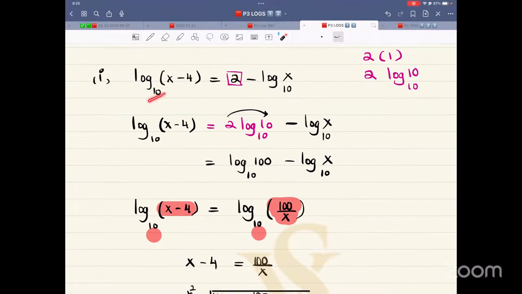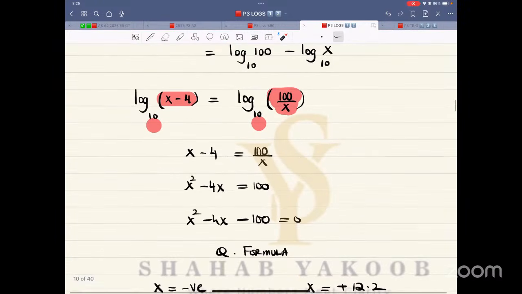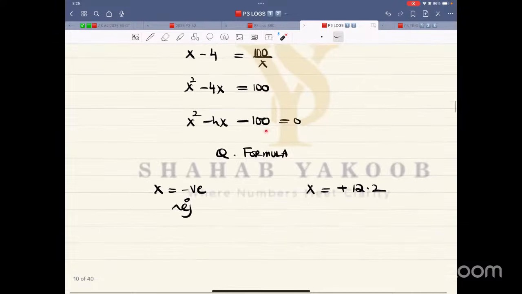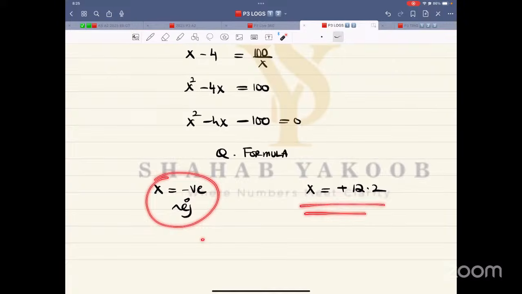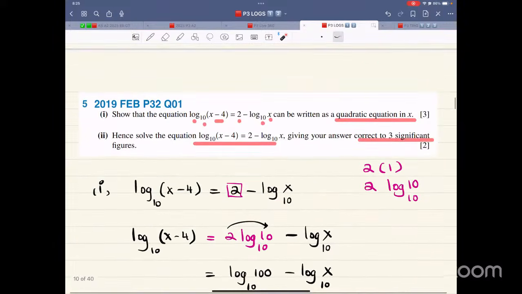Since this is base 10, this is base 10, they won't be changing the base. That's not part of the syllabus. Keep that in mind. So now this is 2 log 10 base 10. This 2 becomes the power, that is 10 squared. Minus sign means division. Log of something to the base 10, log of something else to the base 10. Therefore, this thing equals this thing. Again, you get a quadratic equation, quadratic formula. Reject the negative answer, accept the positive answer. Why are we rejecting the negative answer? Because log of a negative number does not exist.